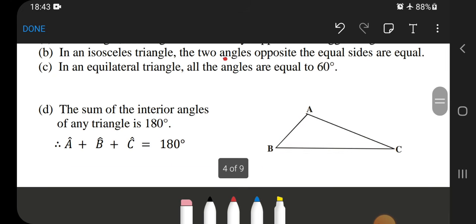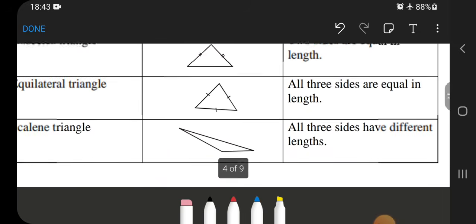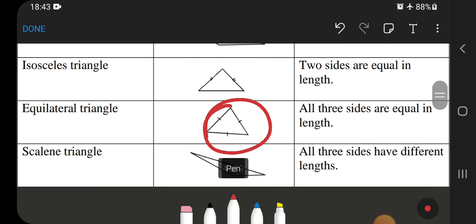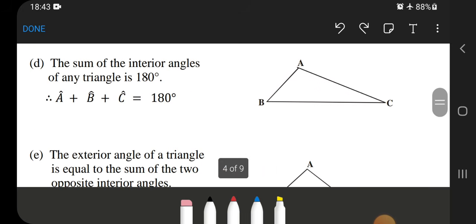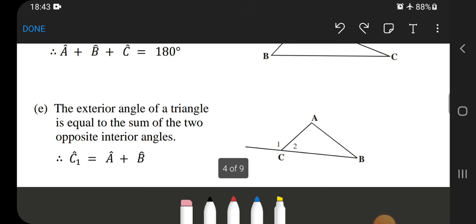In equilateral triangles, all angles are equal to 60. This one that I showed you, where all the angles are equal, is very important that you know. And then the sum of interior angles of any triangle is equal to 180. So this angle plus this angle plus this angle need to give us 180 when we add them.